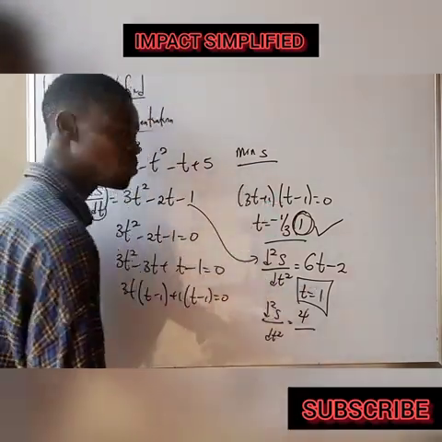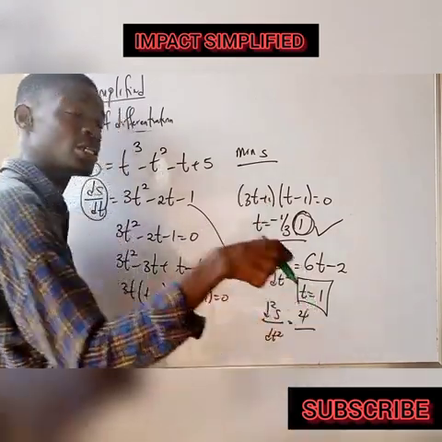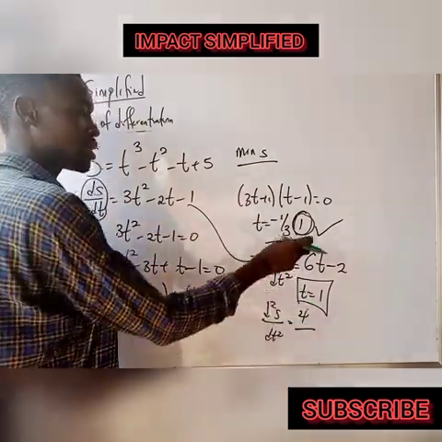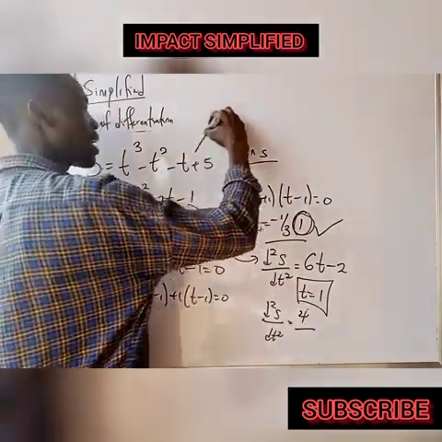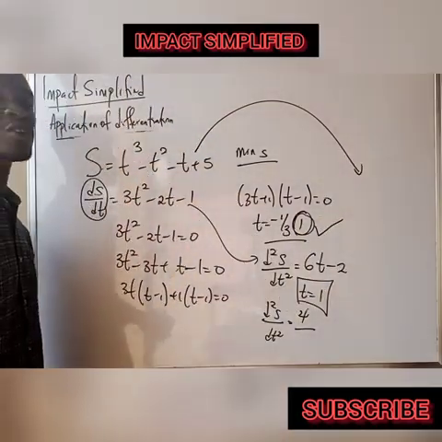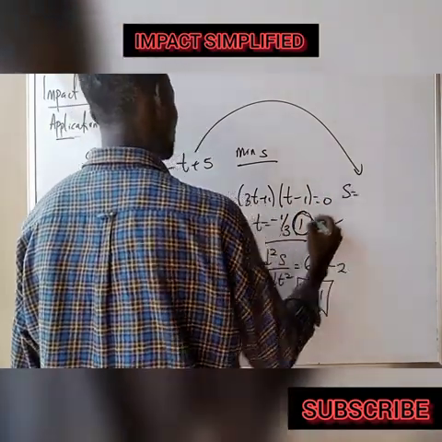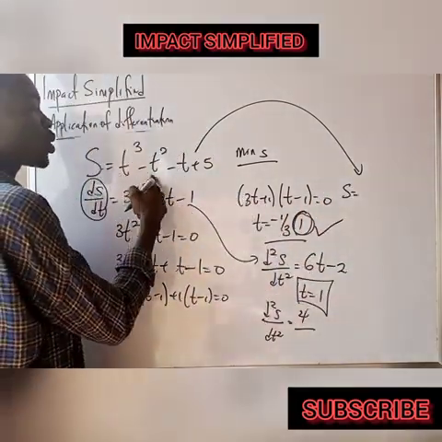Mind you, 1 will be in the option. That 1 is not the minimum distance, but that 1 is what? It is the minimum time. And since we have the minimum time, that means we can now have our minimum distance. And how can you now have your minimum distance? Put your t as what? As 1. So if you put your t as 1, what is 1 cubed, 1 squared, and 1?